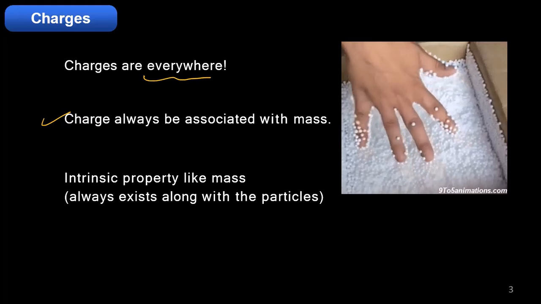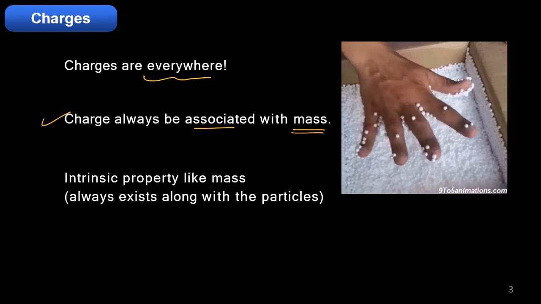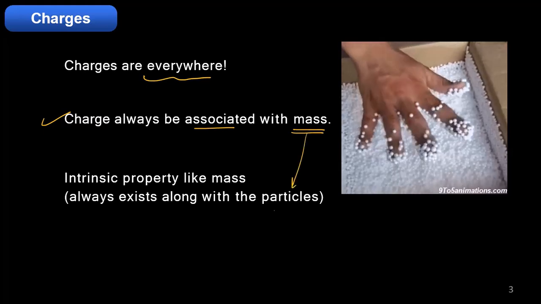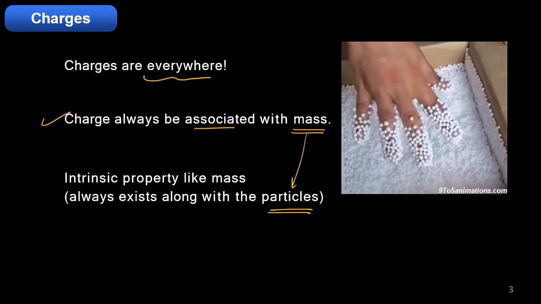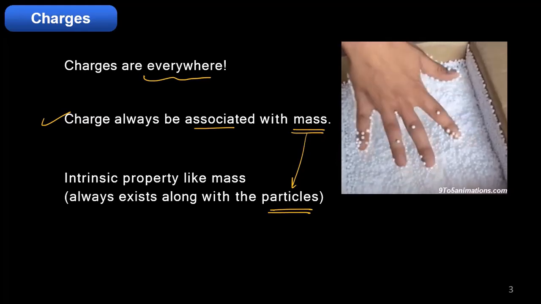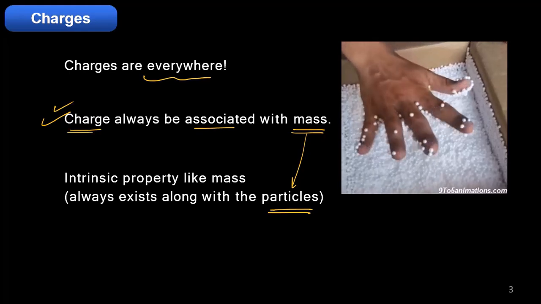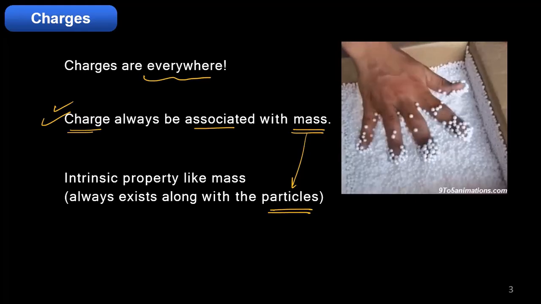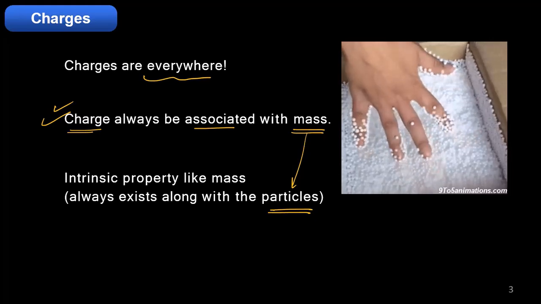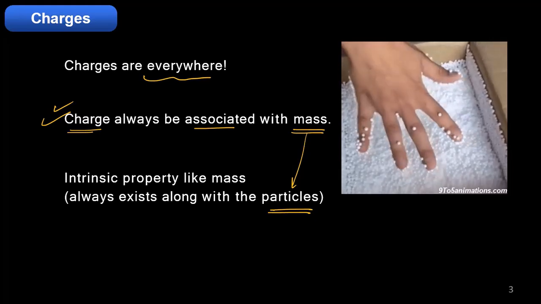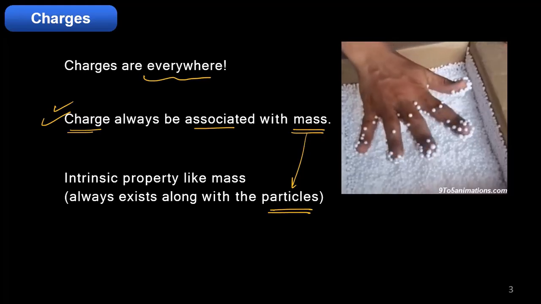Now, charge is always associated with mass. Whenever I say the word mass, the first thing that comes to mind is some kind of particle. If there is a particle, there must be a mass, and then there is a charge. So can I say charge is nothing but a particle? If a particle is there, it may have some kind of charge, or it may not, because the particle may be neutral. But charge is always associated with mass.